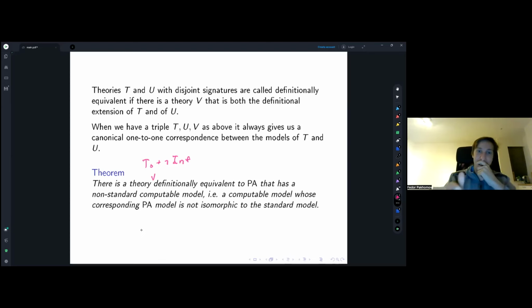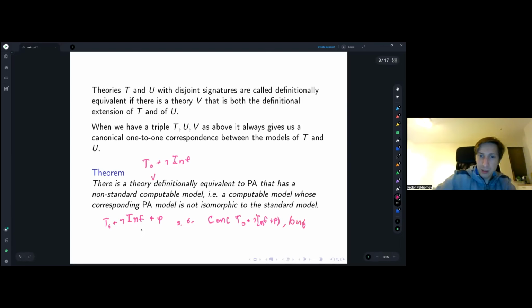Anyway, what I'm saying is that our theory here will be T0 plus negation of infinity, and in order to obtain a non-standard computable model, we consider the theory T0 plus negation of infinity plus some phi, where phi is such that this thing is consistent, but phi is false in the standard model.